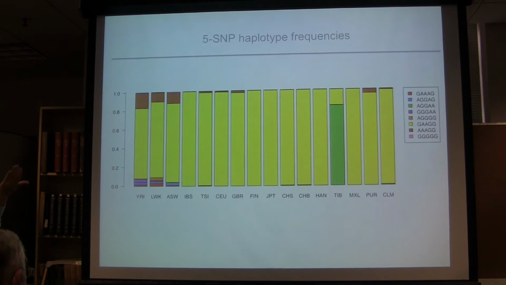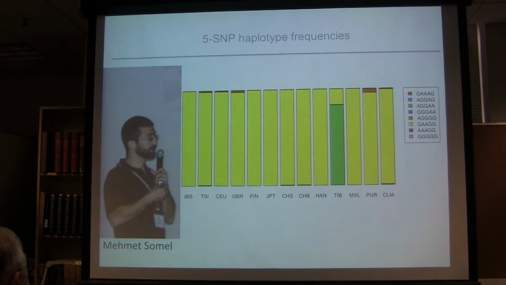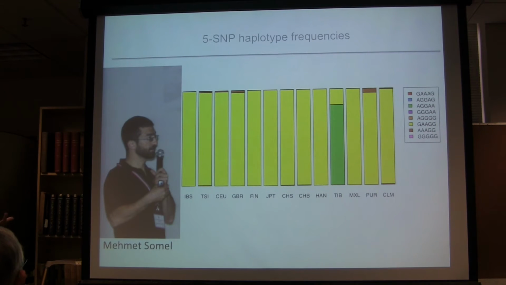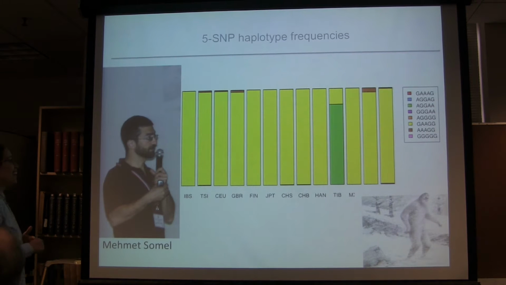And so that was really strange, because these are human populations. We share almost everything. So I thought that we would be able to find this haplotype somewhere else. I was talking to my office mate, Mehmet, and I said, Mehmet, what's going on? This is really weird. And he looked at me very seriously and said, it's the Yeti. And I said, what? So we had a good laugh.